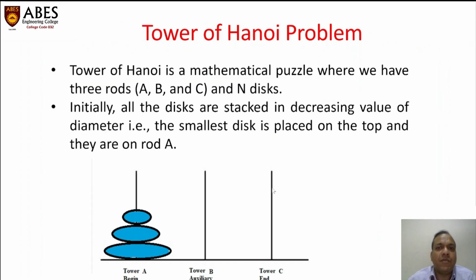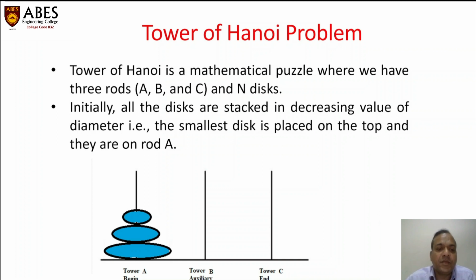Now we will see the Tower of Hanoi problem. So what is Tower of Hanoi? It is a mathematical puzzle where we have 3 rods A, B and C and N discs. So in this mathematical puzzle there are some restrictions. We can extract only one disk at a time and put it onto the other tower. Tower A, tower B or tower C. Sometimes we call these tower begin, auxiliary and end.